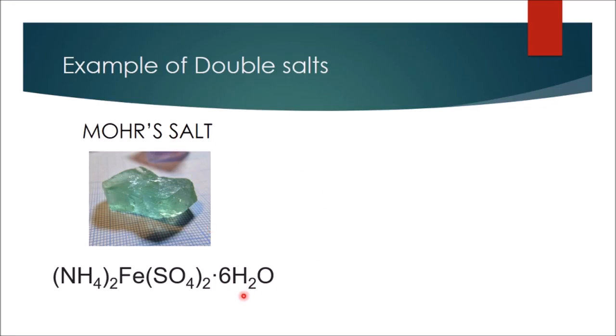Double salts always have water of crystallization, so the way you can identify double salts is water of crystallization. If you have water of crystallization like this, dot करके आगे कुछ water के molecules लगे हुए हैं, so identify it as double salt. Okay, so this is the formula of Mohr salt, which can be asked in the MCQs.